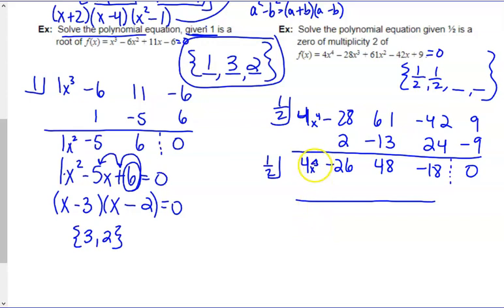Okay? So we're going to erase that for a minute here. Bring your 4 straight down. Do it all over again with these 4 terms. 1/2 of 4 is 2. Add these gives me negative 24. 1/2 of negative 24 is minus 12. Add these gives me a 36. 1/2 of 36 is 18. Negative 18 plus 18 is my big fat remainder of 0.